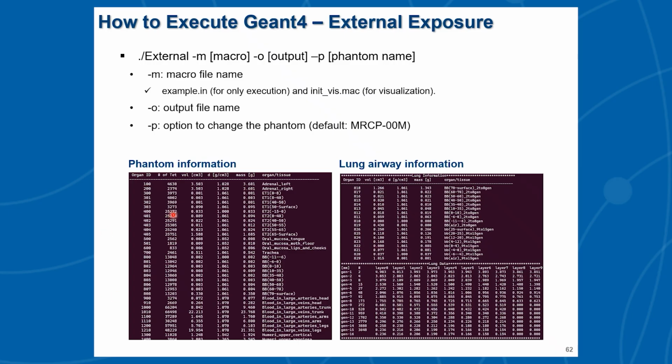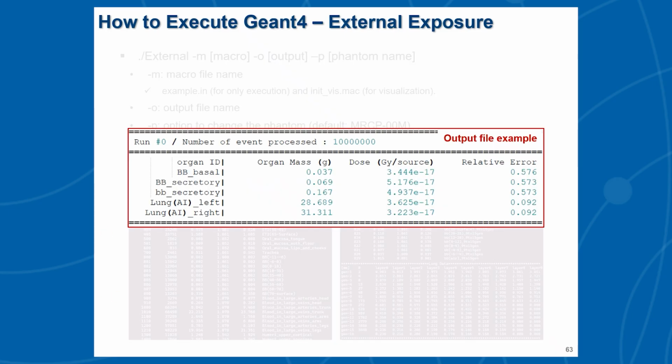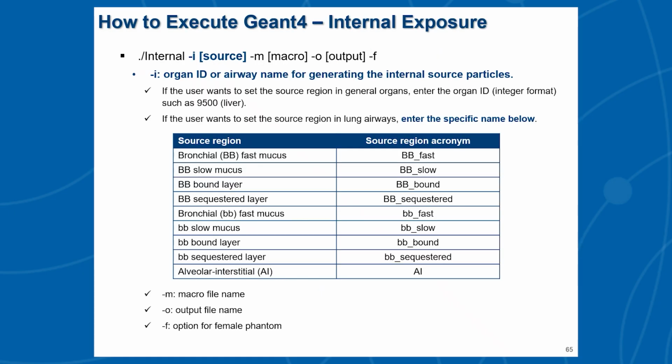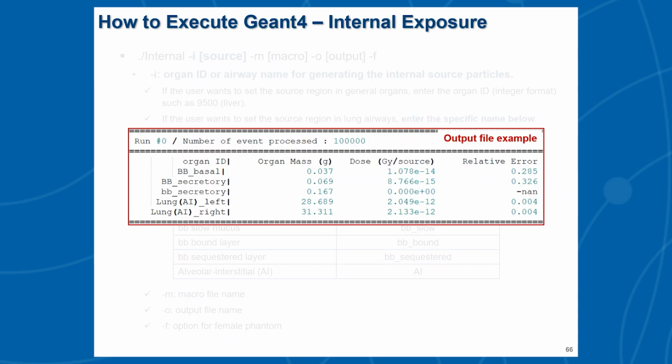For the airway code, only the doses for the airways are printed out in the output file, not all the organ IDs. For the internal exposures, you could additionally find the source files that contain the location of the source particles. If you specify the following source region acronym after -i command, the source particles are generated from the source location file. For example, if you set AI after -i command, the alveolar interstitial region is set to source region. Like the external exposure, only the doses for the airways are printed out in the output file.